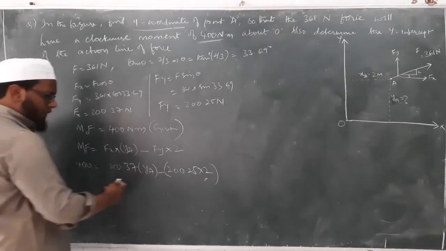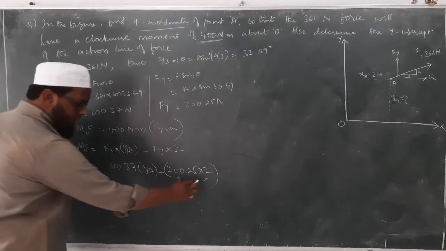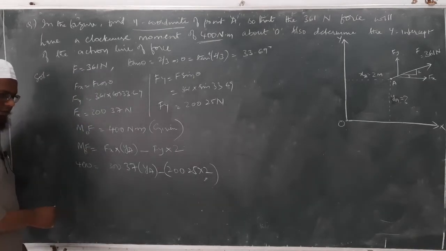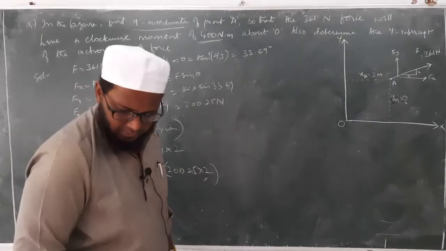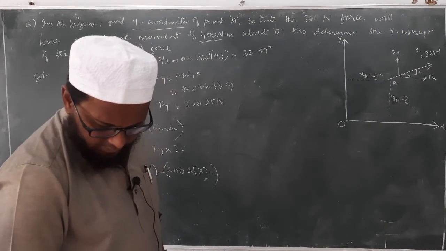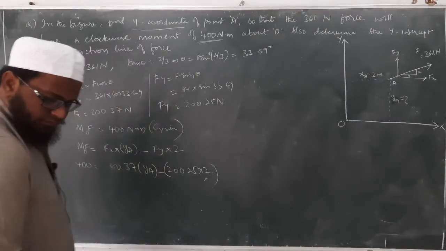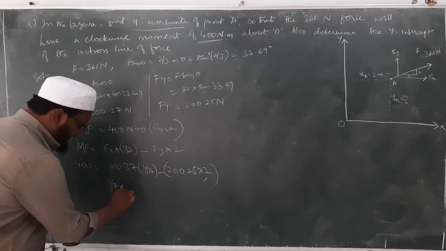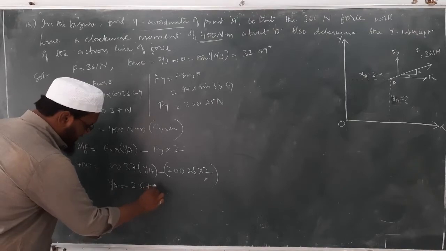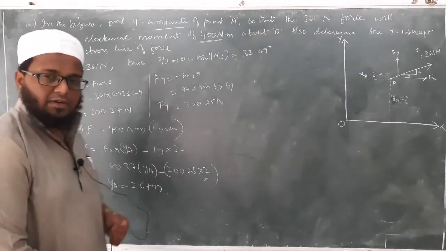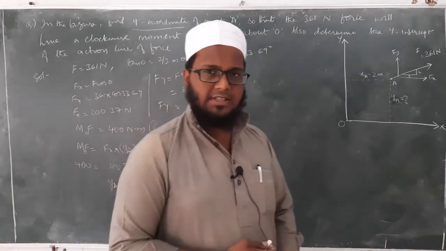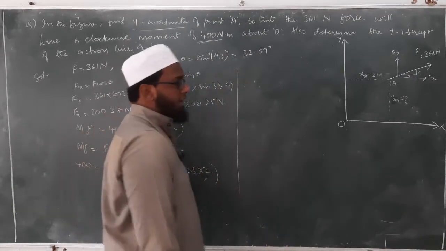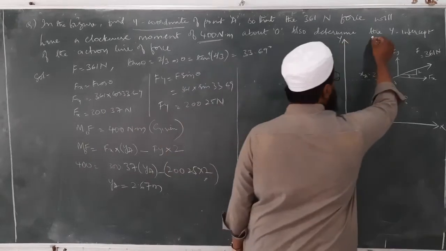If you solve this one, that is if you send this 200.25 into 2 towards the left hand side, 400 minus that, finally you are getting Ya. If you solve this one, you will get 2.67 meters. Okay, the value of Ya is 2.67 meters. After that, they are asking us to determine the y-intercept.